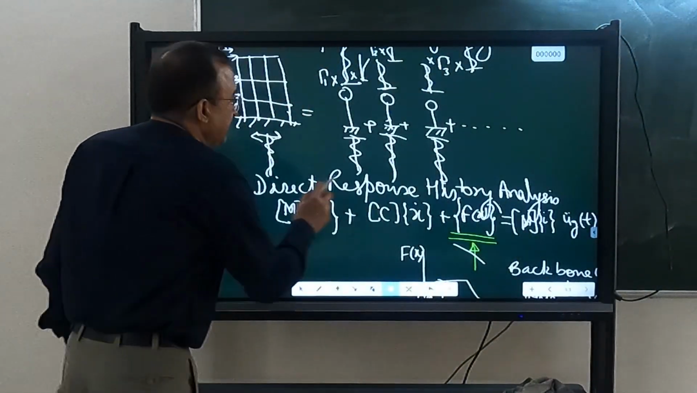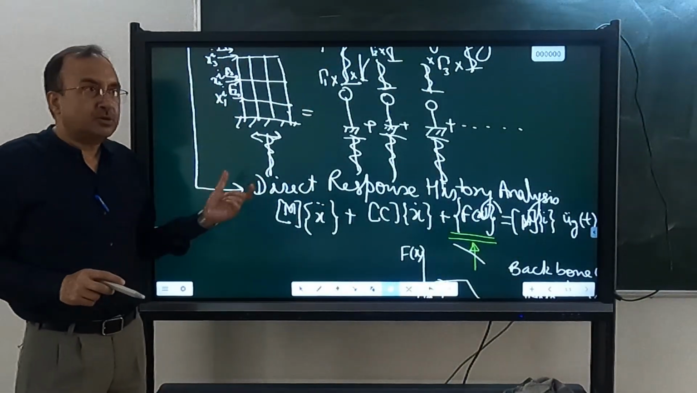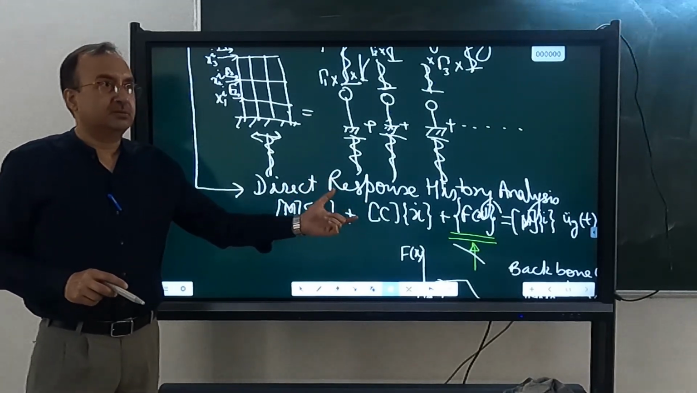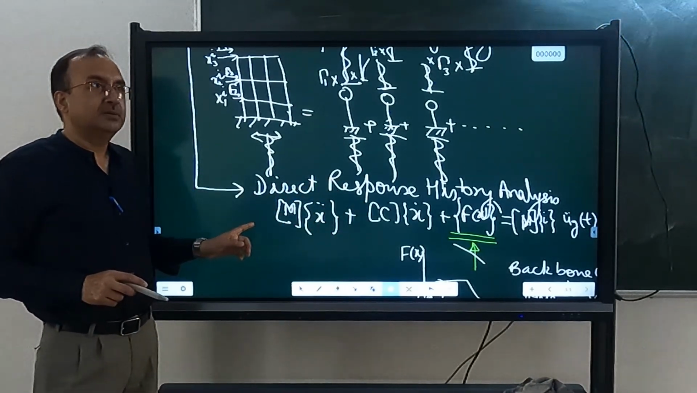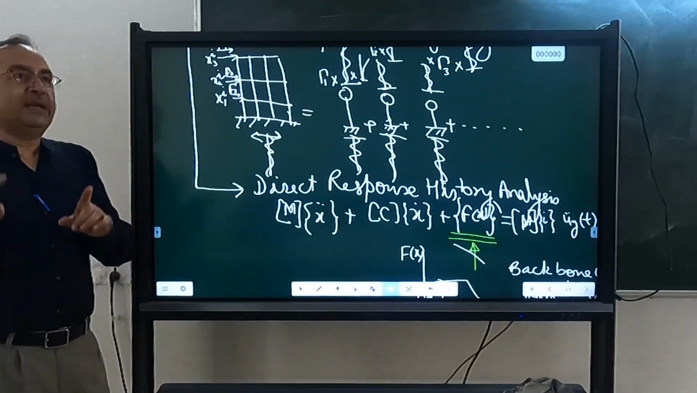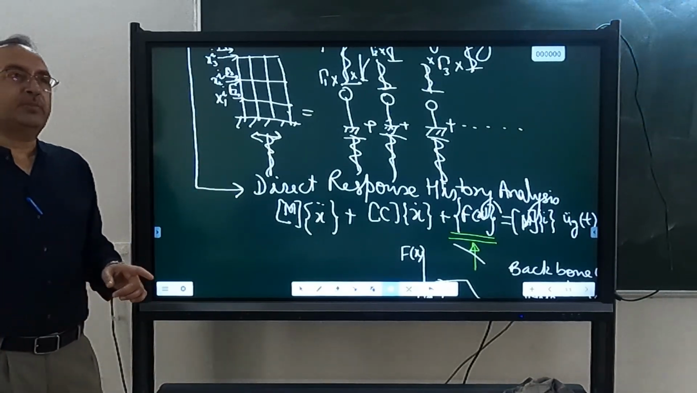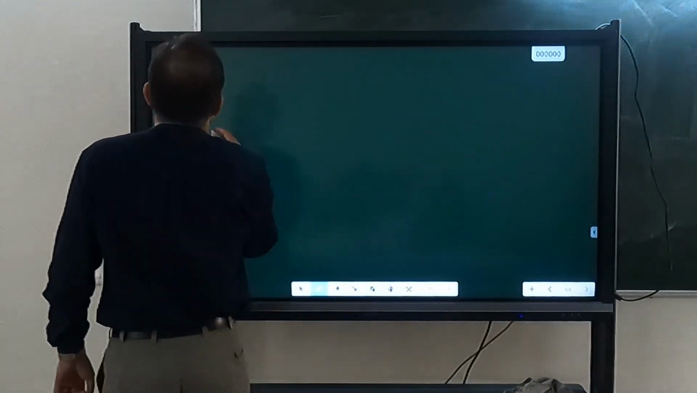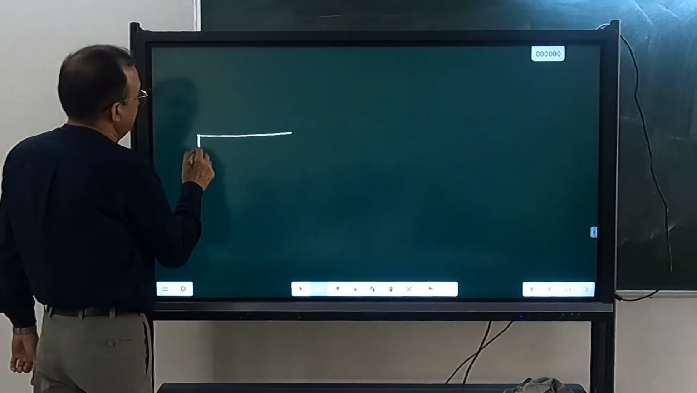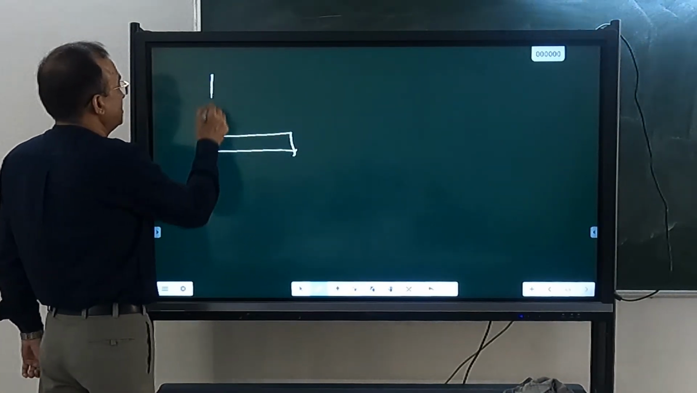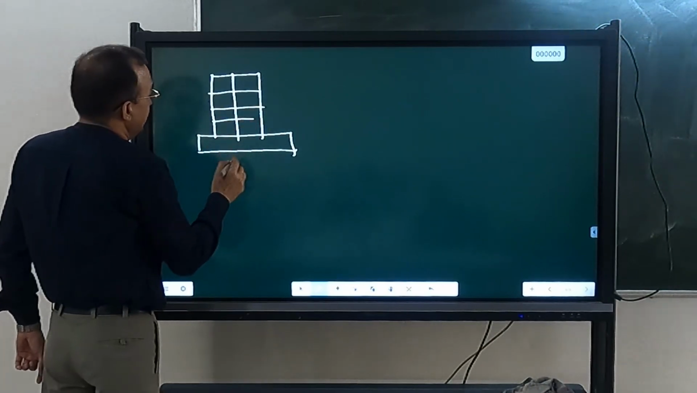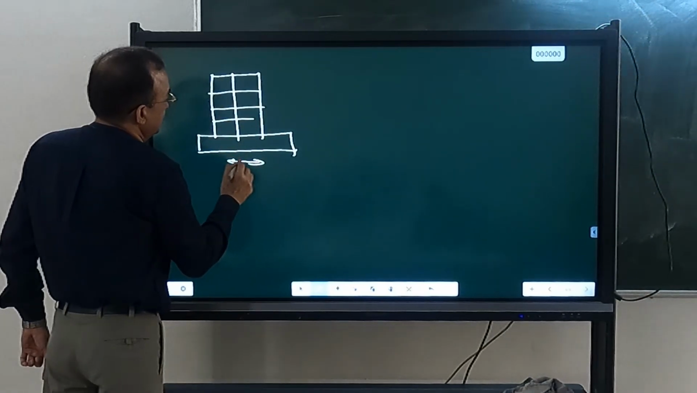How can you get these experimentally? You have to apply x double dot, acceleration, you have to apply velocity. Then only these components will be there. So experimentally you have to apply acceleration, and experimentally you have to apply velocity also. That can be done using a shake table only. That is possible only if you put your structure on a shake table and subject this shake table to this ground motion.